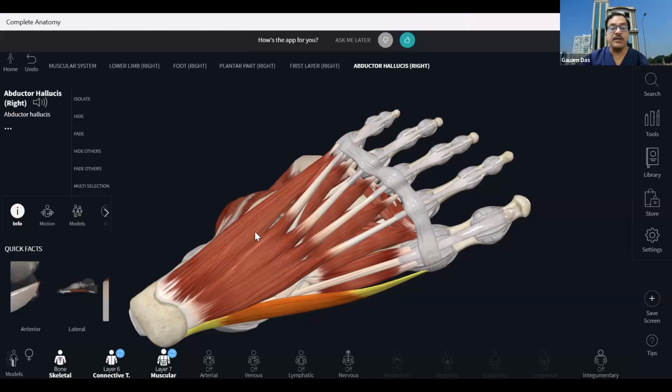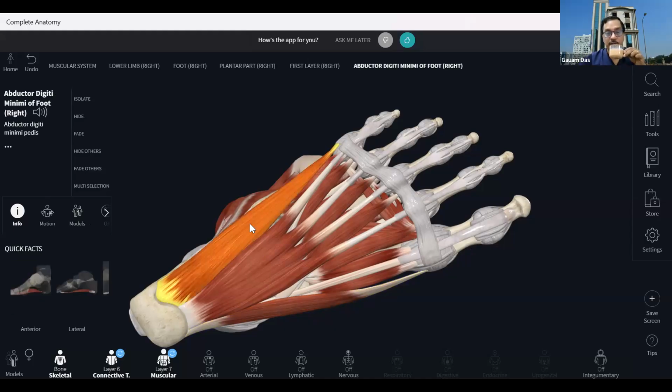And what will be the abductor on this side? Abductor digiti minimi. It is going to the little toe. So in the superficial layer, on either side, there are two abductors. One is abductor hallucis on the medial side. Another is abductor digiti minimi on the lateral side. So let me remove these two abductors.